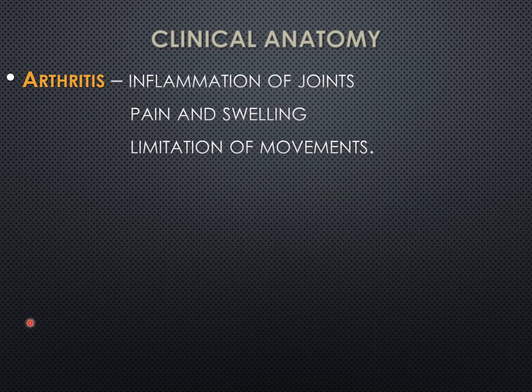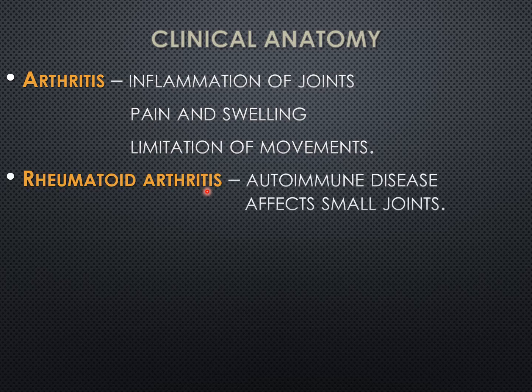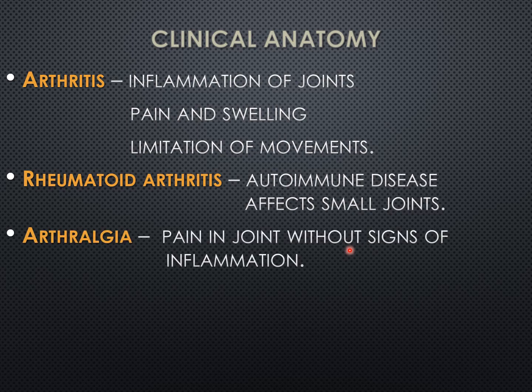What is arthritis? Arthritis is simply inflammation of the joints. The patient will experience pain and swelling, and there will be limitation of movements. That is known as arthritis. Then, what is rheumatoid arthritis? You must have heard of the term rheumatoid arthritis. It is actually an autoimmune condition and it usually affects the small joints, especially the joints of the fingers, that is the interphalangeal joints. What is arthralgia? Arthralgia is pain in the joint without signs of inflammation. If there is inflammation, it is known as arthritis, and if there is pain without inflammation, it is known as arthralgia.